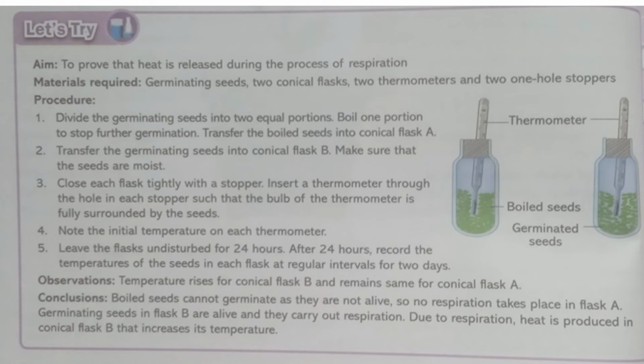After that, we will record the initial temperature on each thermometer. Now we will leave the flasks undisturbed for 24 hours. After 24 hours, we will record the temperature of the seeds in each flask, and we will continue this process at regular intervals for 2 days. We will observe that the temperature rises in conical flask B and remains the same in conical flask A.